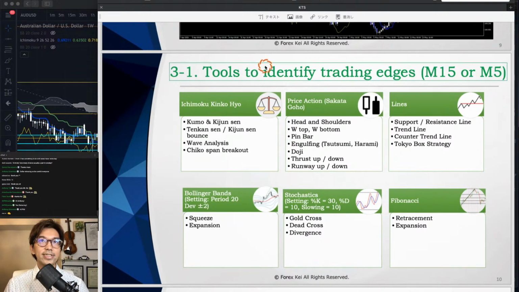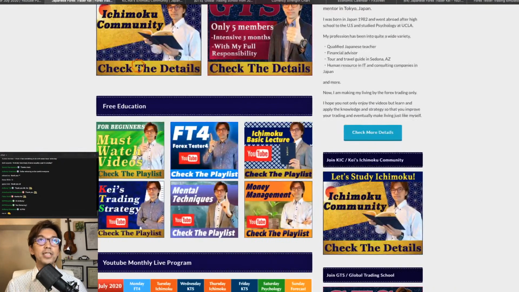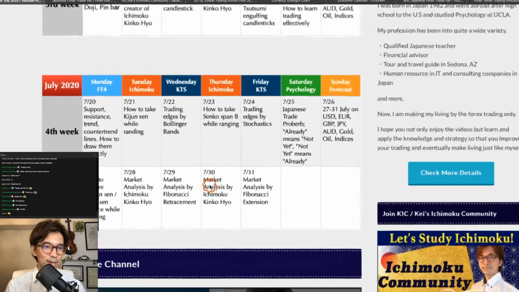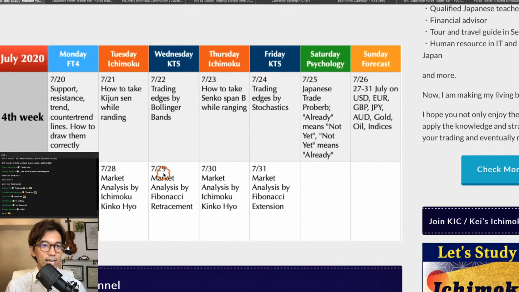So tomorrow, let me just review for myself what I'm going to talk about tomorrow. Yeah, so today was the 29th, and I talked about Fibonacci Retracement. Tomorrow I will do some other market analysis in Ichimoku Kinko Hyo. And after the public live tomorrow, there will be a membership live, the Ichimoku membership live. So, yep, I hope to see you everyone tomorrow.